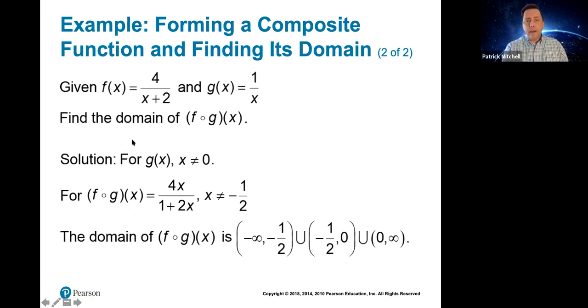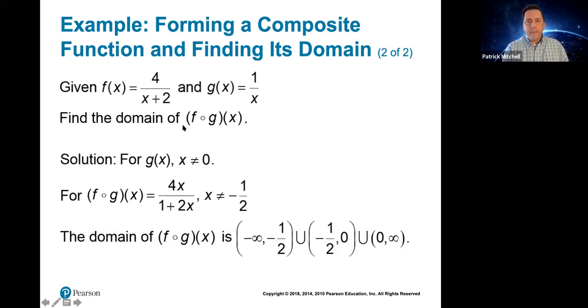So number one, we have to make sure that any x in the domain of f circle g of x is in the domain of g. So let's think about the domain of g. What numbers are you allowed to plug into this function? Well, you can plug anything in there except for 0, right? 1 over 0 is undefined. So for the domain of g of x, x does not equal 0.